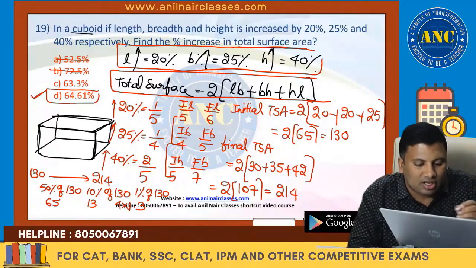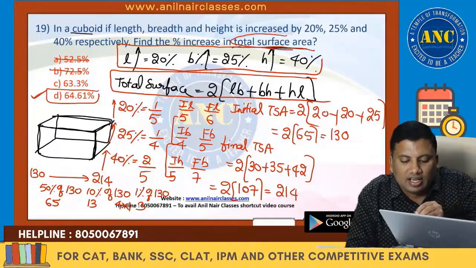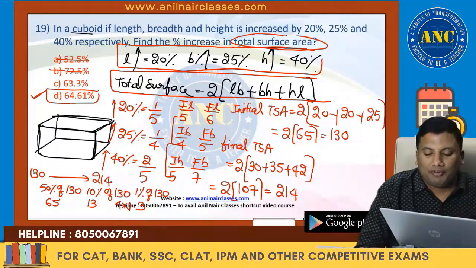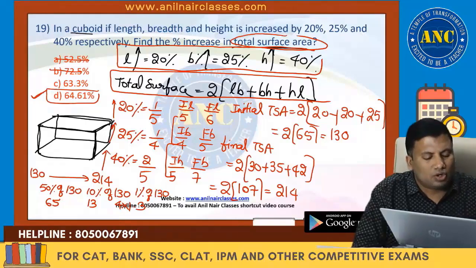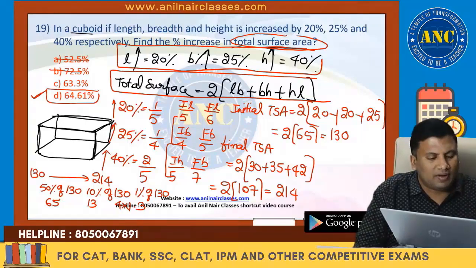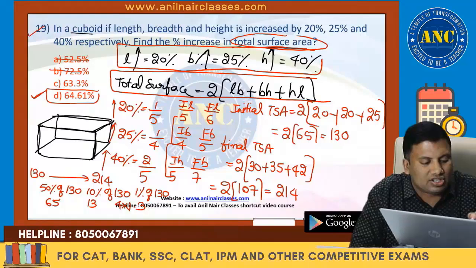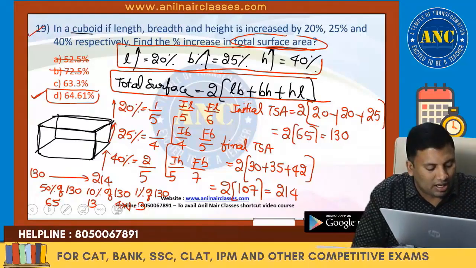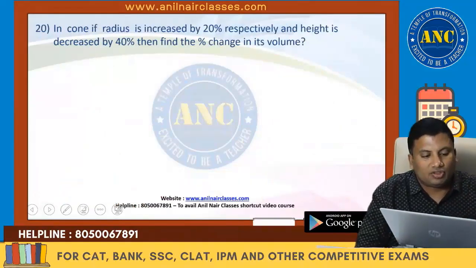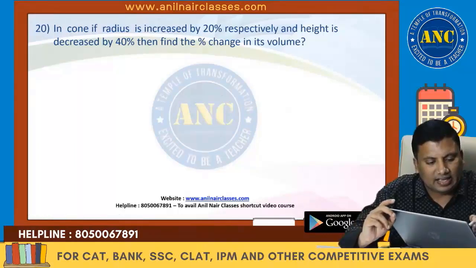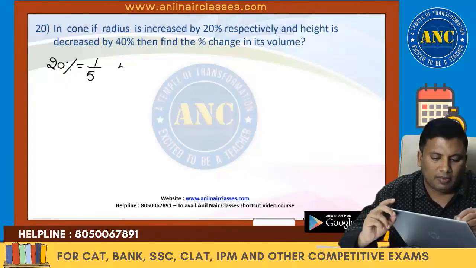Very easy question. The only thing you should know is the formula of total surface area, and anyway you know that: the denominator is the initial value and the numerator is the change. 19th question, I hope the idea is clear. 20th question, radius is increased by 20%. 20% is 1 by 5.